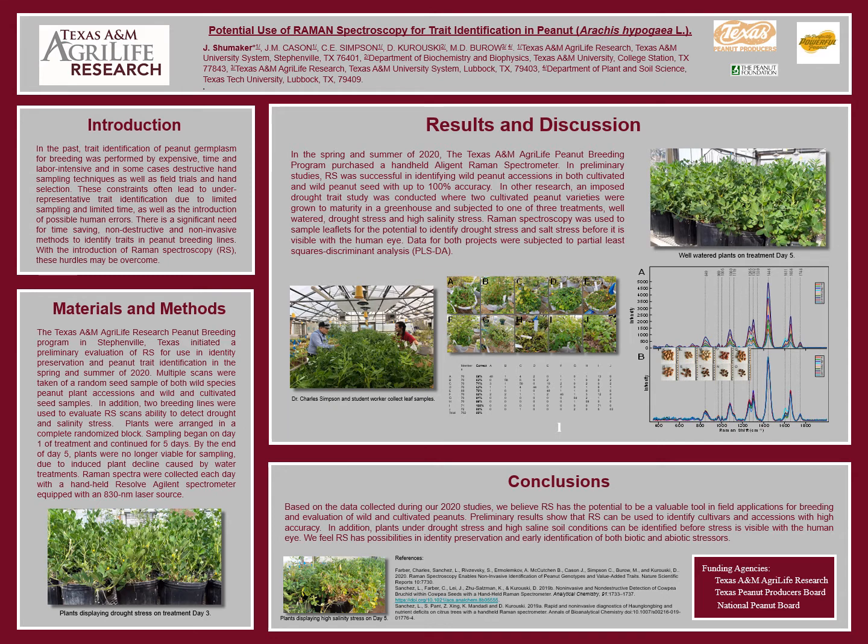up to 100% accuracy. In other research, an imposed drought trait study was conducted where 2 cultivated peanut varieties were grown to maturity in a greenhouse and then subjected to one of 3 treatments: well-watered, drought stress, and high salinity stress. Raman spectroscopy was used to sample leaflets for the potential to identify drought stress and salt stress before it is visible with the human eye.